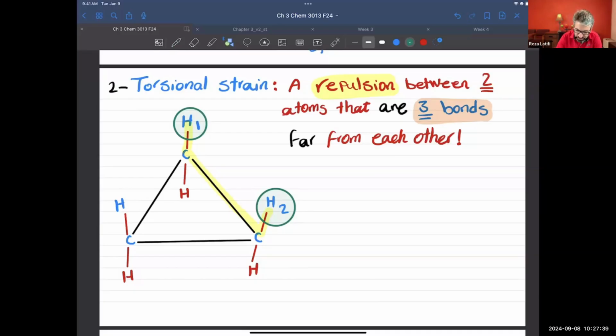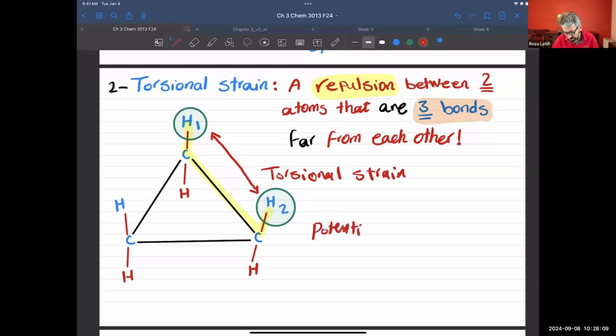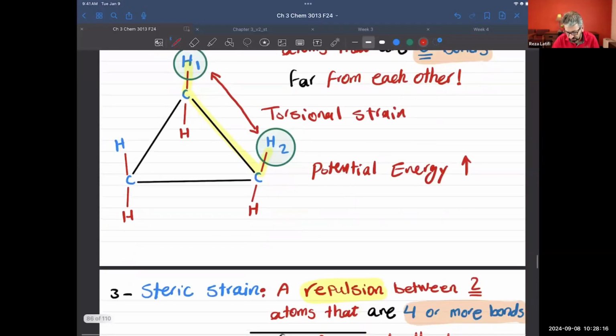The interaction that we have between those 2 atoms, which are 3 bonds far from each other, we call torsional strain. Okay, what does it mean? It means those 2 atoms are going to see each other to some degree. If they see each other, because they are made of electrons, they're going to repel each other. Again, the potential energy will go up. Why? Because of the repulsion between hydrogen number 1 and hydrogen number 2.